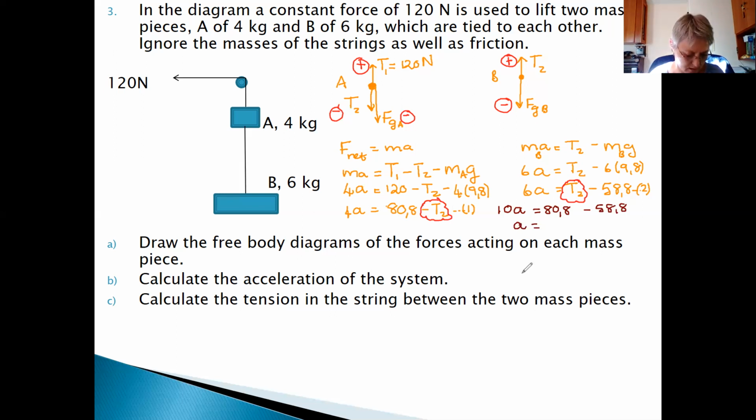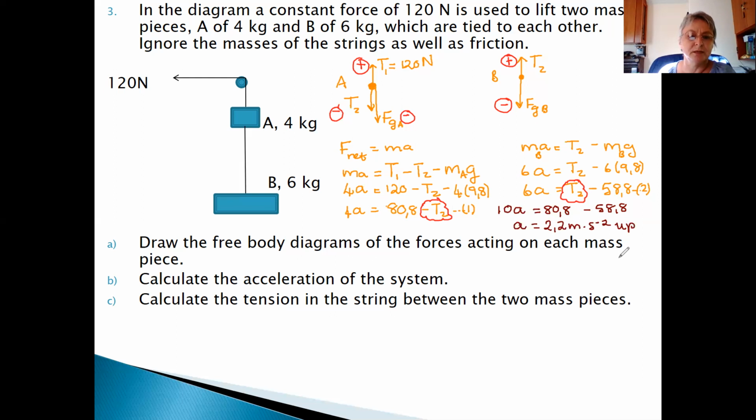it's 80.8 minus the 58.8 gives me 22. Divide that by 10, and we get an acceleration of 2.2 meters per second squared, and that would be upwards.